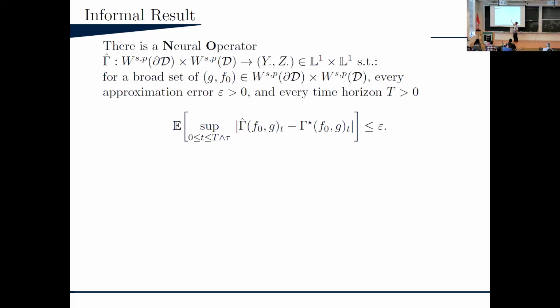So what that explicitly means is that once I have this gamma hat, then all I need to do is plug in F0 and G, and I'll automatically have a good solution to my FBSDE. So this is the high level thing. So far, I could have gotten this from universal approximation. But here's the key point.